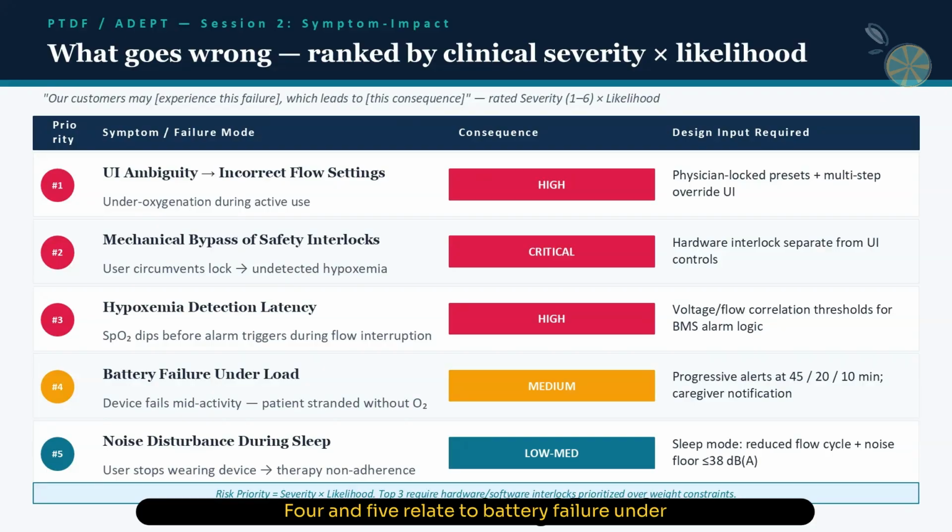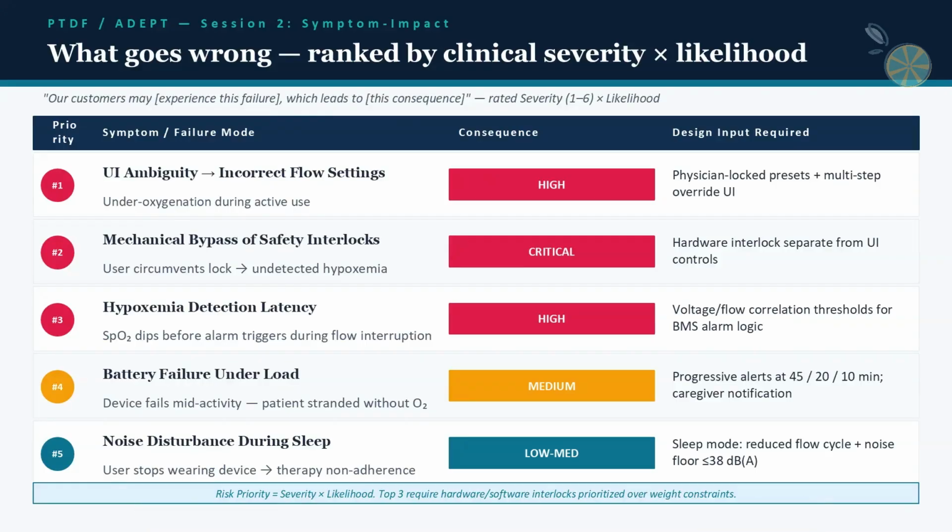4 and 5 relate to battery failure under load and noise disturbance during social use. Medium and low-medium severity with specific design inputs for each. The battery one connects back to the weight and runtime trade-off surfaced in the Kano analysis. The outputs reinforce each other.